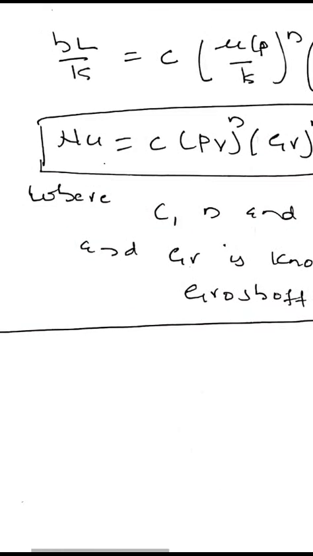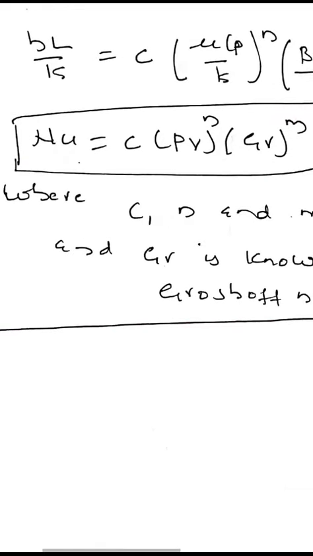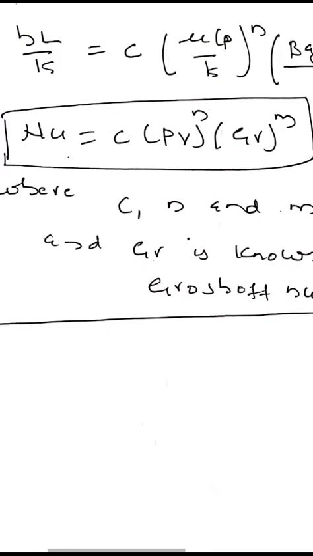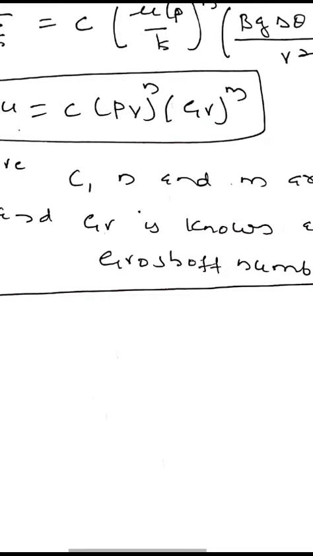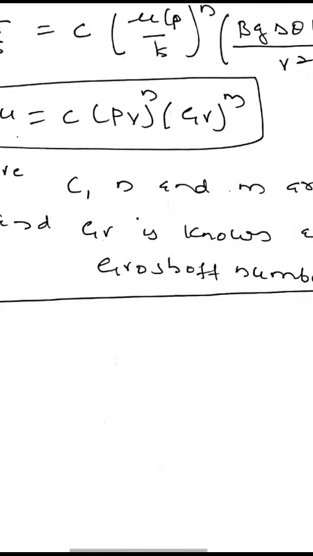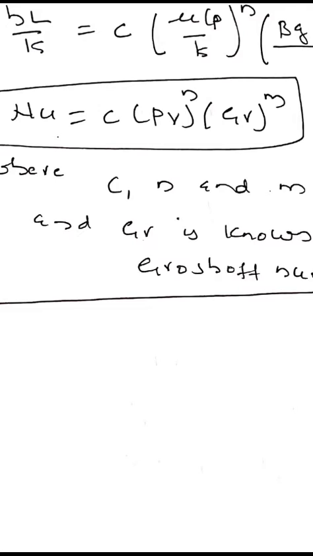We will get the Nusselt number equal to C into Pr raised to n, Gr raised to m. So the Nusselt number is obtained as a function of the Grashof number and Prandtl number, where C, n and m are constants and Gr is the Grashof number. Thus we got a relation between the Nusselt number and the Grashof number. Thank you.